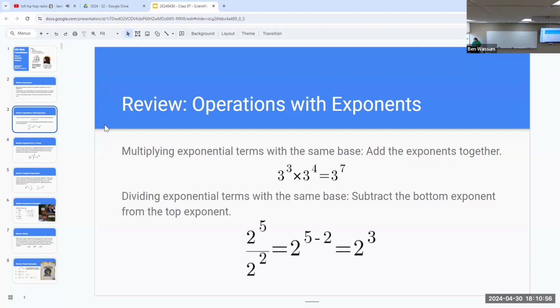Same thing with division. We have 2 to the 5th over 2 squared. You can look at that as canceling, or you can look at that as subtraction. Because if I have 5 twos on the top and 2 twos on the bottom, that means 2 twos are going to cancel out, right? Because 2 divided by 2 and 2 divided by 2, those are both going to poof. You end up with 3 left on top. That's one way to look at it. Otherwise, you could just do the subtraction: top power minus the bottom power. It's always going to be that direction, and you end up with what you end up with.